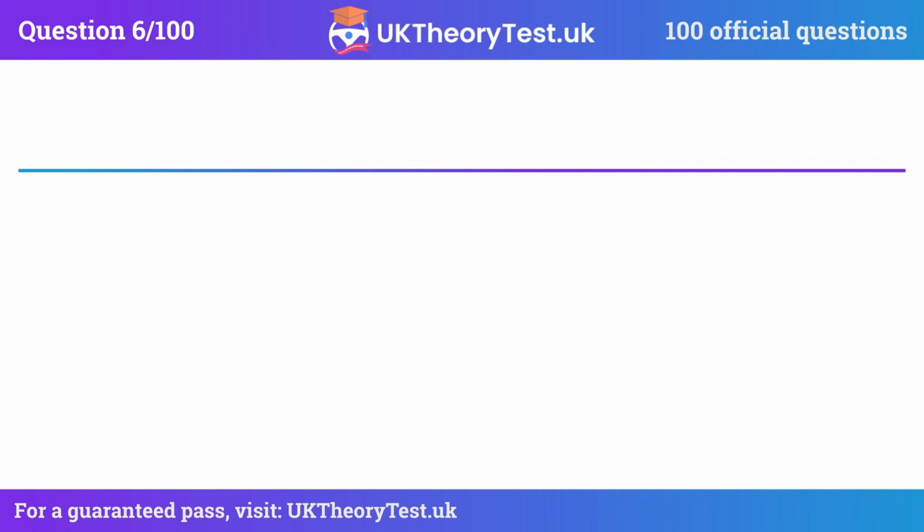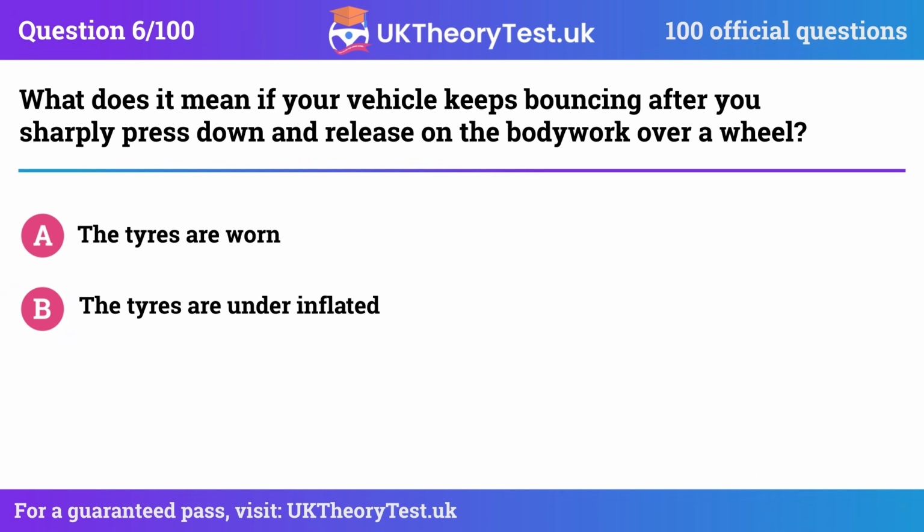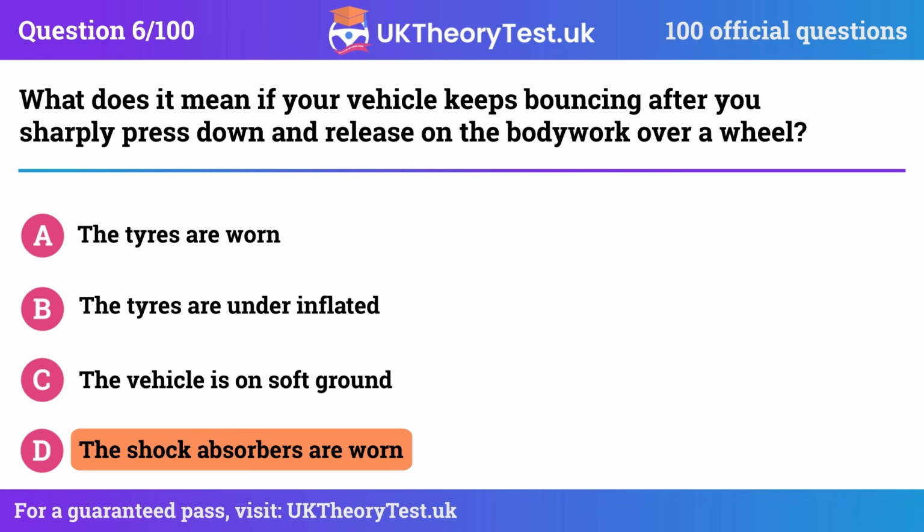Question 6. What does it mean if your vehicle keeps bouncing after you sharply press down and release on the bodywork over a wheel? A. The tires are worn. B. The tires are underinflated. C. The vehicle is on soft ground. D. The shock absorbers are worn. The correct answer is D. The shock absorbers are worn.